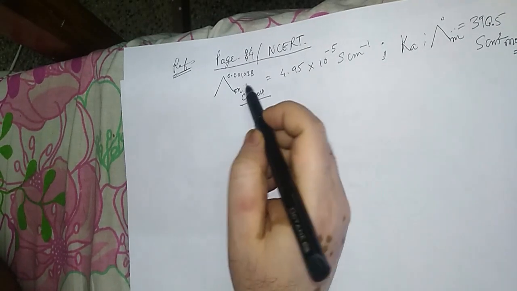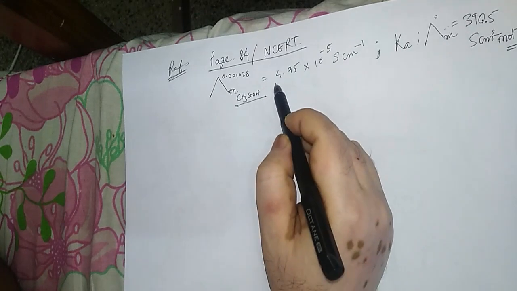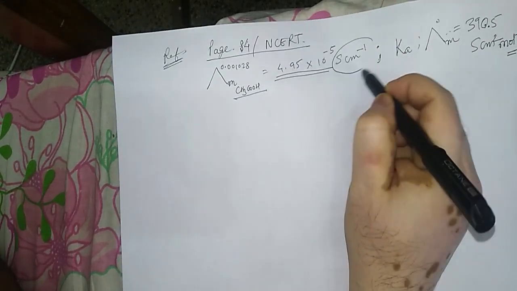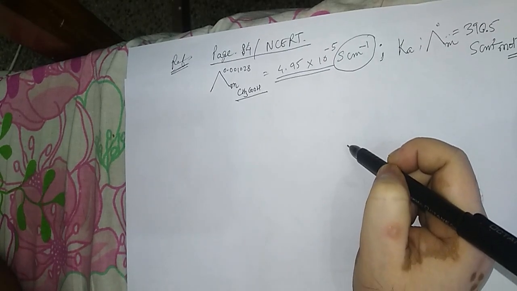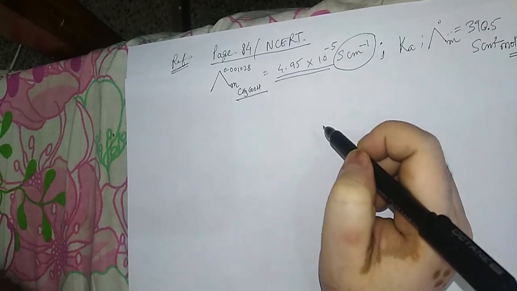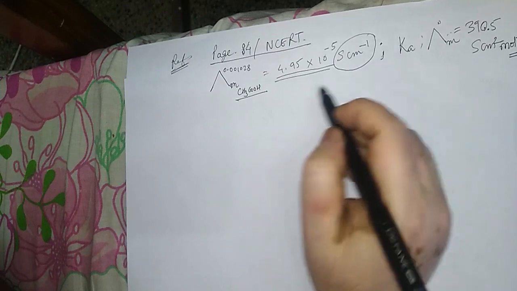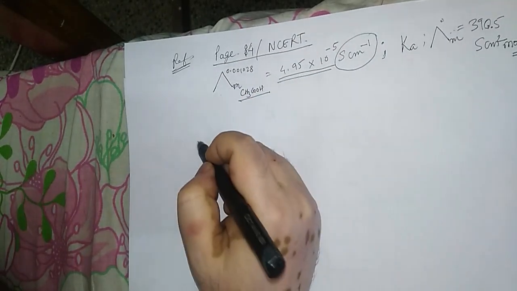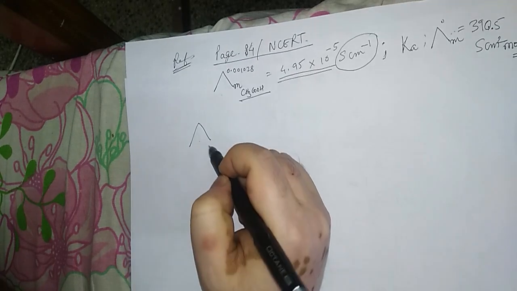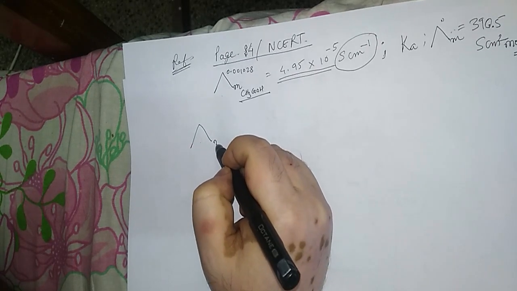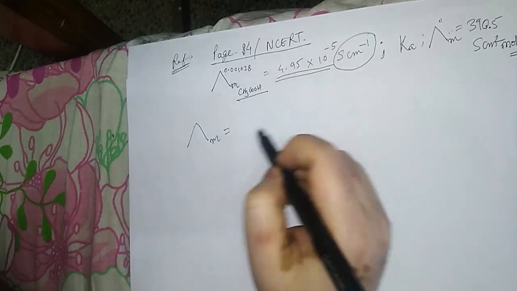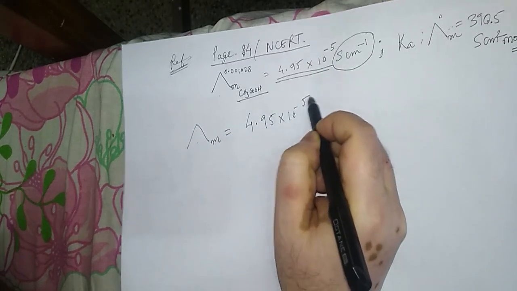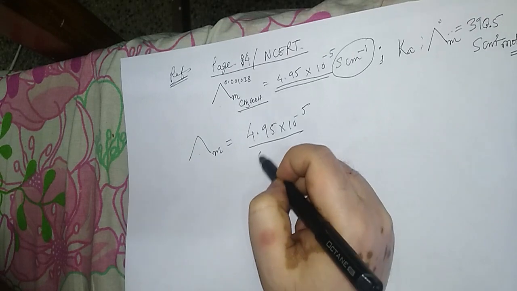So this value is not in terms of per mole. That means this is not molar conductivity, this is simply conductivity. So molar conductivity we can find out from this. This molar conductivity will be equal to this value, 4.95 into 10 to the power minus 5, divided by concentration.